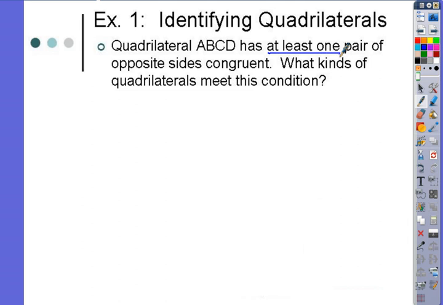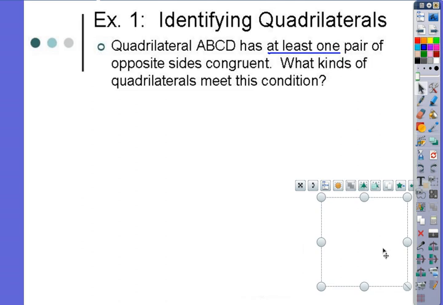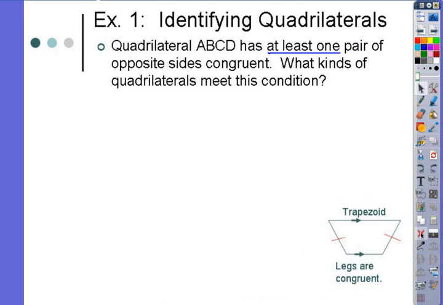It could be a trapezoid. Now, what kind of trapezoid would have one pair of opposite congruent sides? Isosceles. Could be an isosceles trapezoid. Right? That's a possibility, because it has a pair of opposite congruent sides. One pair. What else could it be? Could be a square or a rectangle or a rhombus. In fact, it could be any parallelogram, couldn't it?